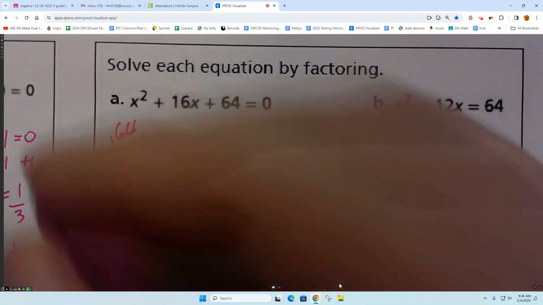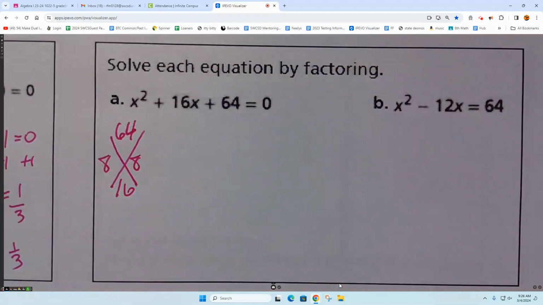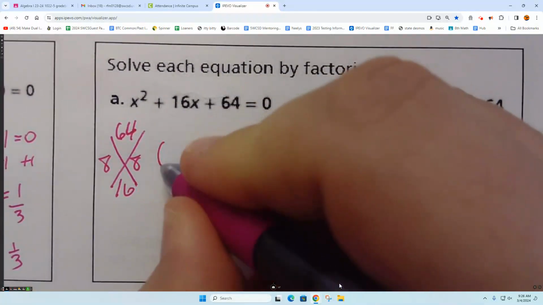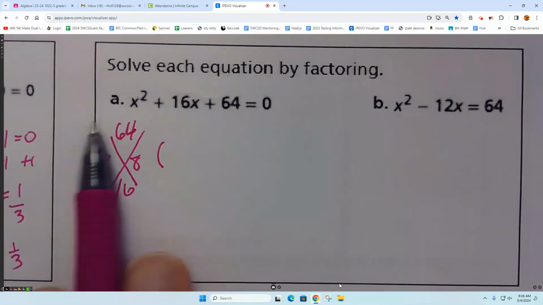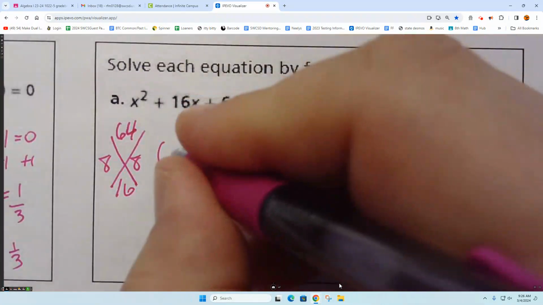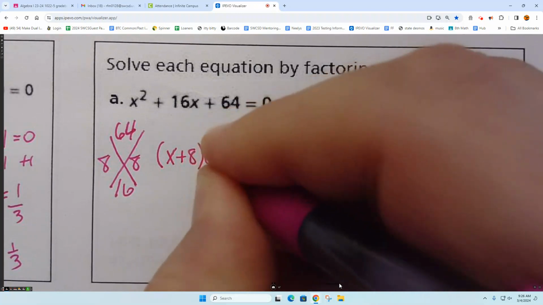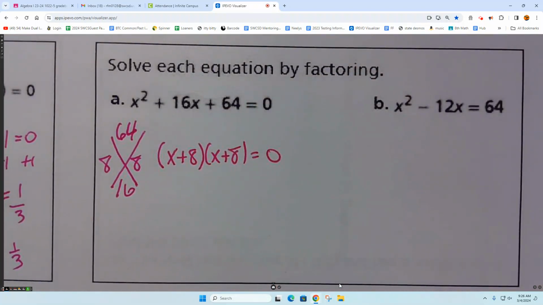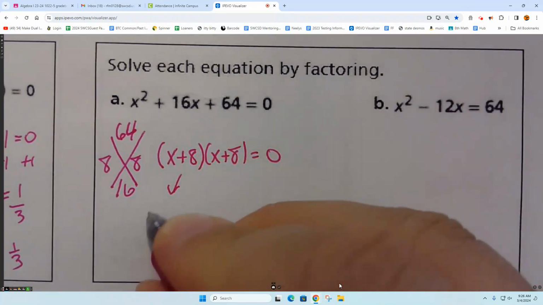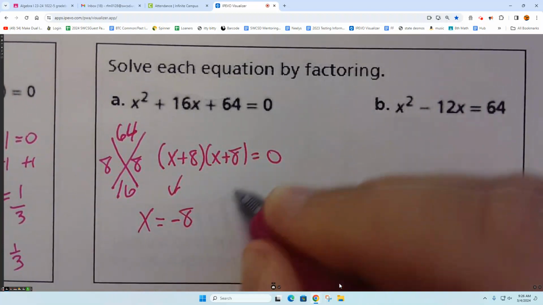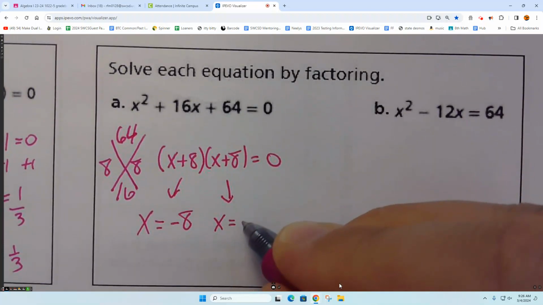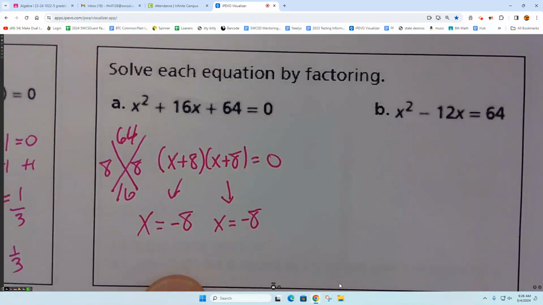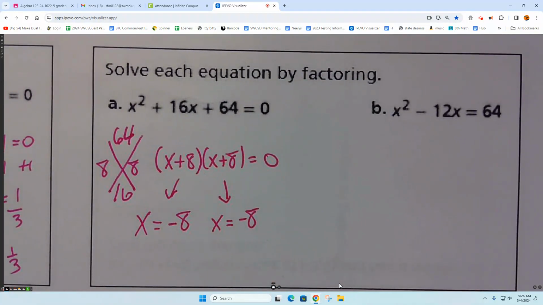Yeah. 8 and 8. Okay. So the factored form of this, because there's no number in the front, right? Then we can just say it's x plus 8 times x plus 8 equals 0. Hooray. x equals -8, or x equals -8. This means the vertex is on that. This is only one solution when both solutions are the same.